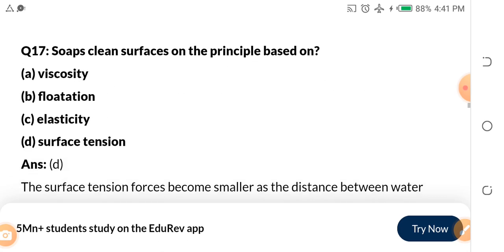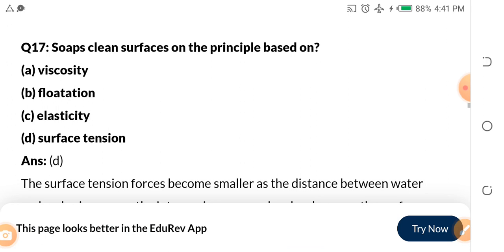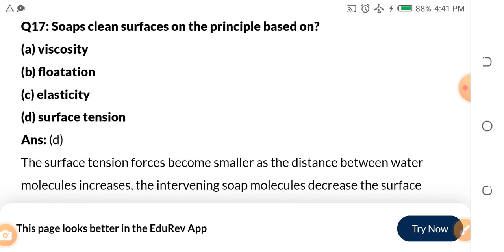Question number 17. Soaps clean surfaces on the principle based on dash. Soap, what the Igbos call oncha. What principle does soap as a detergent use in cleaning surfaces? A. Viscosity. B. Flotation. C. Elasticity. D. Surface tension. The answer is surface tension.